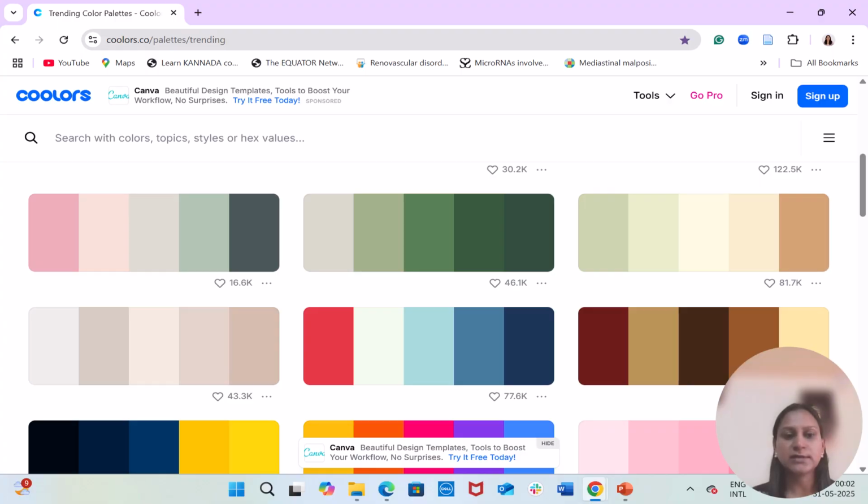This is just an example. This is how the Coolors website looks. You have various color palettes to choose from. Ideally, a 3 to 5 color palette should be good enough. Do not use too many colors in your infographic or visual abstract.